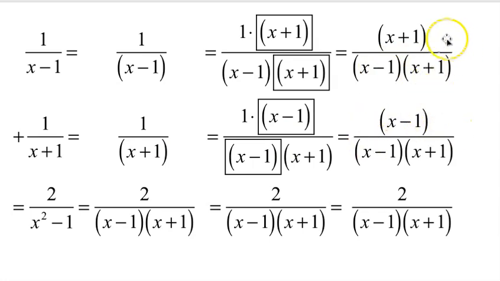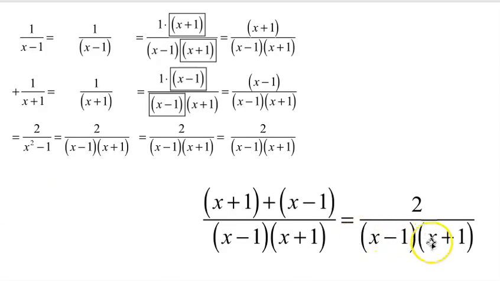These guys have a common denominator, so we could say x plus 1 plus x minus 1 all over x minus 1, x plus 1 equals 2 over x minus 1, x plus 1. At this point, we have two fractions that are equal. If two fractions are equal and the bottoms are equal, the tops have to be equal. So x plus 1 plus x minus 1 has to equal 2.